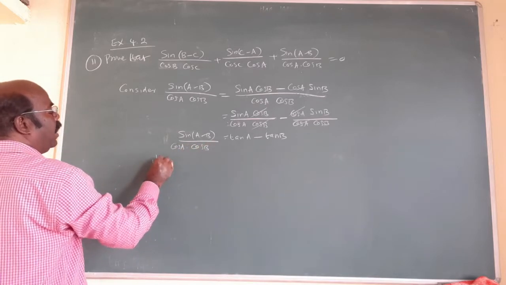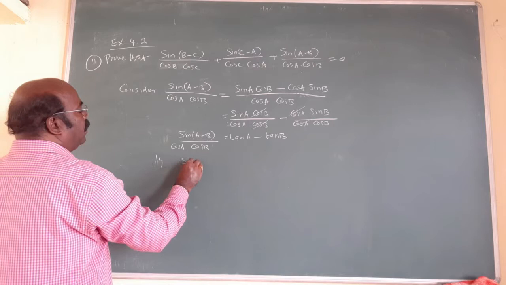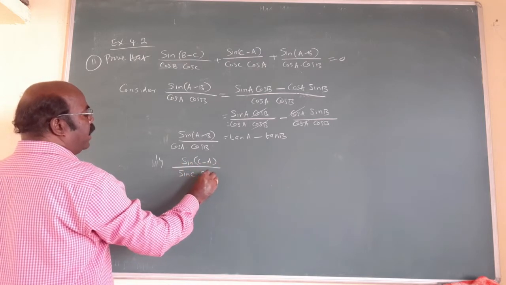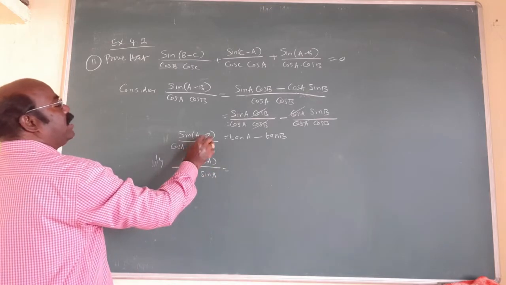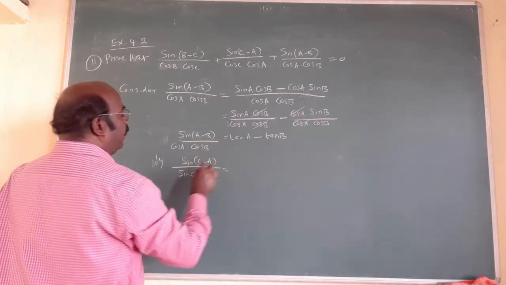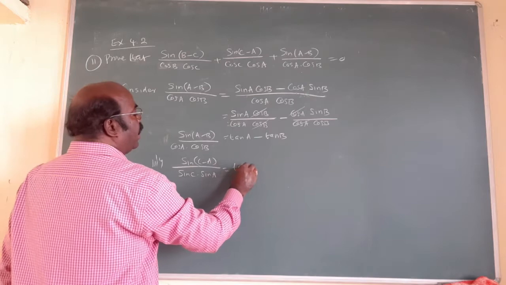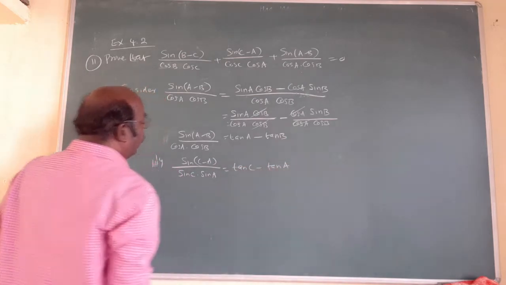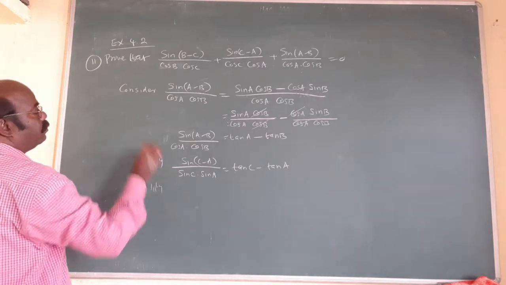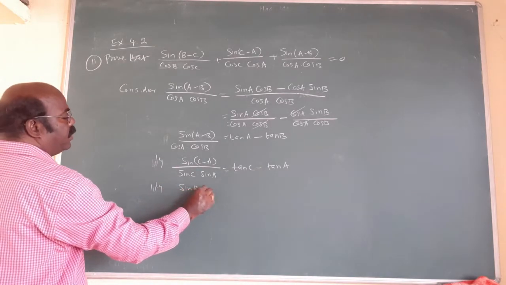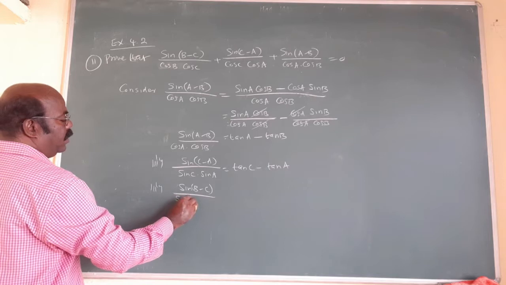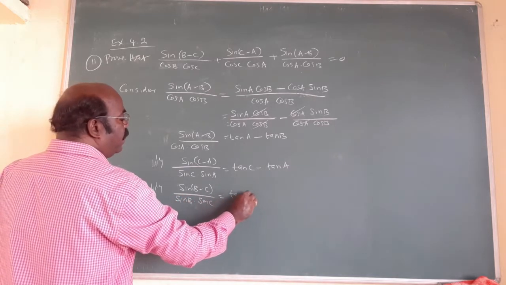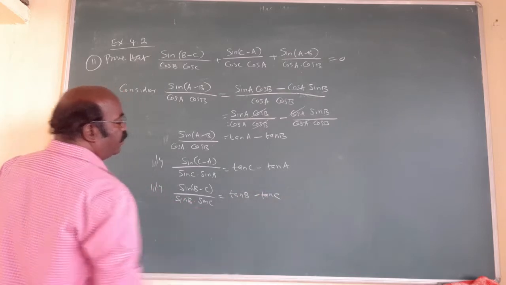Now similarly you will prove the next part: sin(c − a) divided by cos c cos a will come as tan c minus tan a. Am I correct? Again similarly, sin(b − c) divided by cos b cos c. What is the answer? Tan b minus tan c will come.